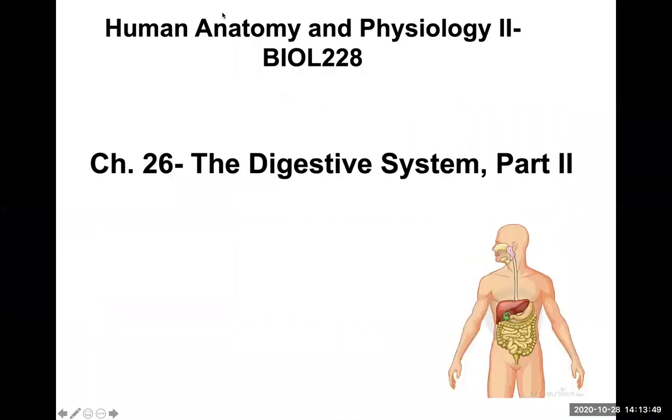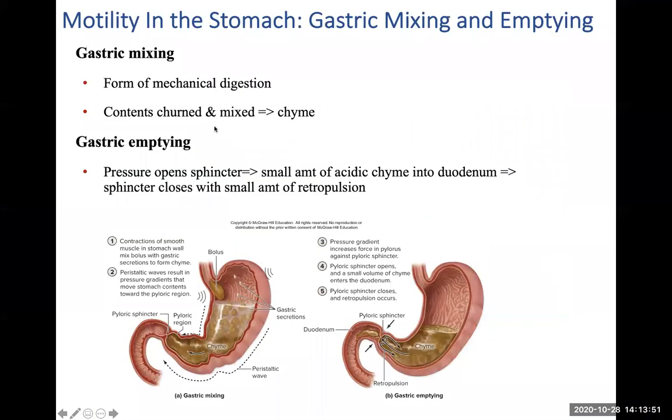Okay, so now we're going to talk about activity within the stomach, right? So we've already discussed mixing. Mixing is made possible by the fact that we have the 3 layers of smooth muscle that we find in the stomach. And mixing is a very important form of mechanical digestion.